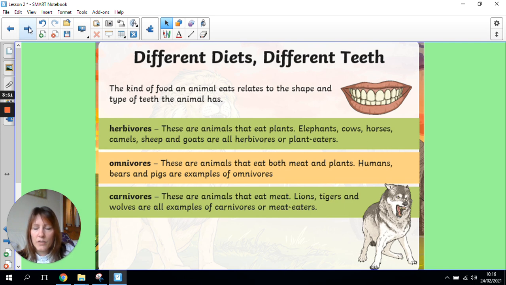And carnivores, finally then, the last type of diet, are animals that eat meat, so only meat. So lions, tigers and wolves are all examples of carnivores or meat eaters. So let's have a look at the different type of teeth that animals with different diets will have.